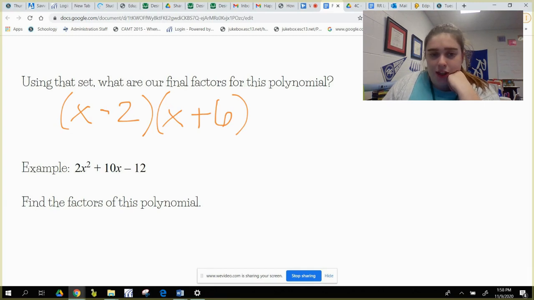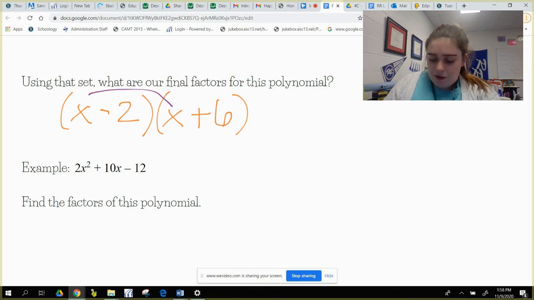So we can check that by multiplying, right, which is the opposite of factoring. So let's check our work. Let's multiply these factors and see if it comes back to be our original polynomial that we had. So let's do the FOIL method, really quick.